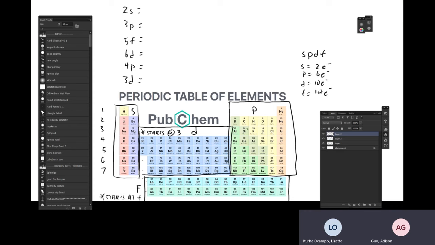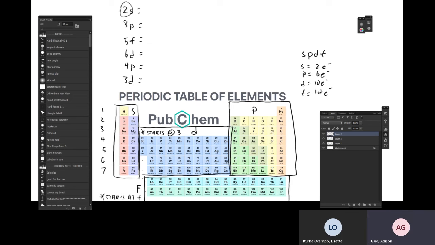You can see the same thing is true for P. Over here we have P, so 1, 2, 3, 4, 5, 6. 6 electrons. And you can see that's the same when you go down all the rows. The same is true for D as well. There are 10 things in here. And then there are 14 down here.